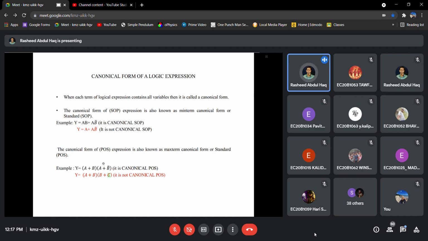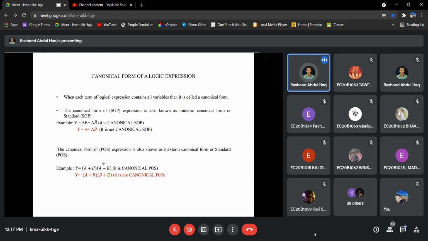Whereas in the red color, the output Y is defined as A plus AB bar. In the first product, A alone is there, so B doesn't have any significance there. So we have written A plus AB bar, but it is not a canonical form. We can convert that into a canonical form by multiplying A with 1, where that 1 equals something else. I will explain that in the next slide.